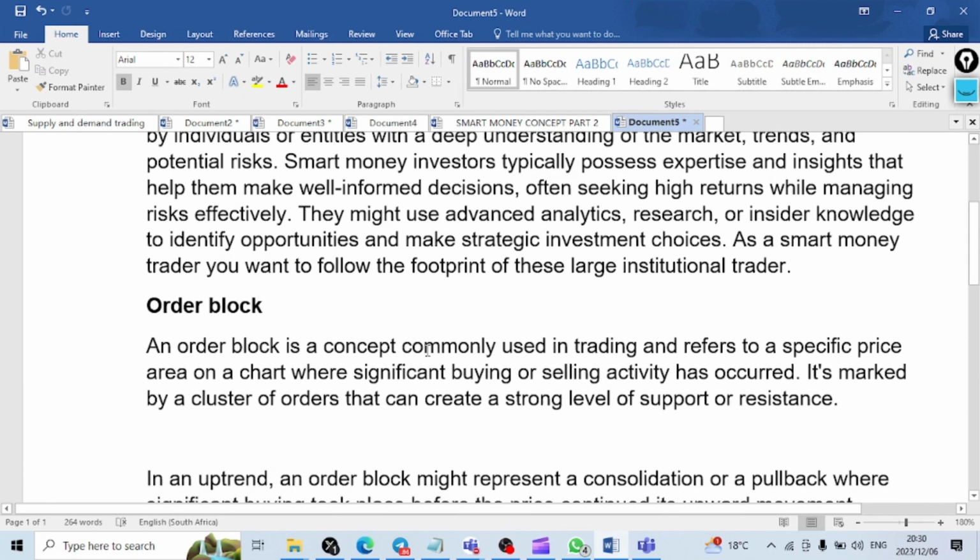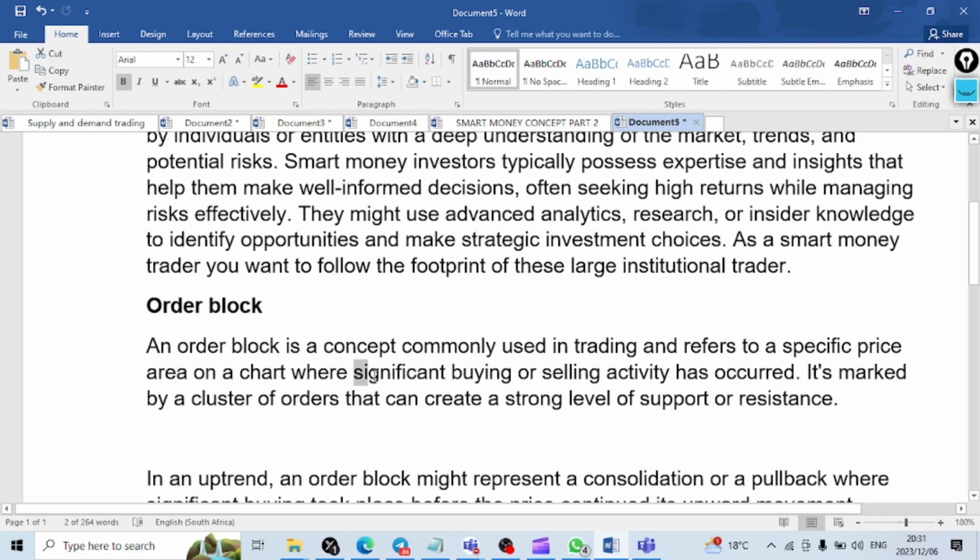An order block is a concept commonly used in trading and refers to a specific price area on the chart where significant buying or selling activities have occurred. So as a smart money trader, you can use order blocks to identify where smart money traders have entered. How do you see this?